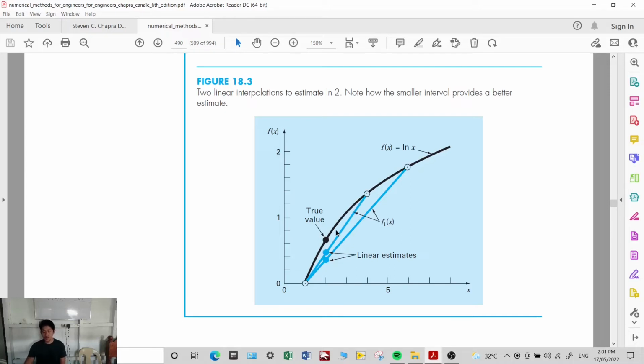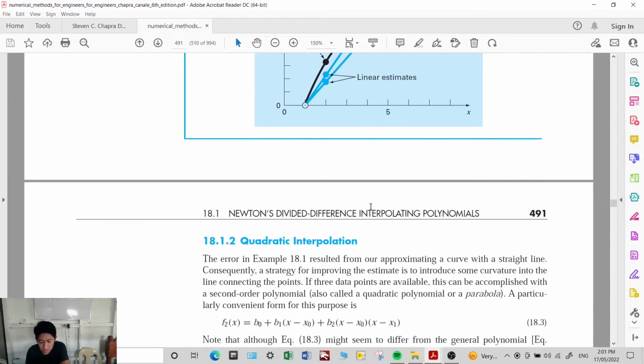So since this is a logarithmic graph, it is not equal to a linear graph, but we can actually reduce the error by using smaller intervals of x sub 0 and x sub 1. Okay, so it is very straightforward.